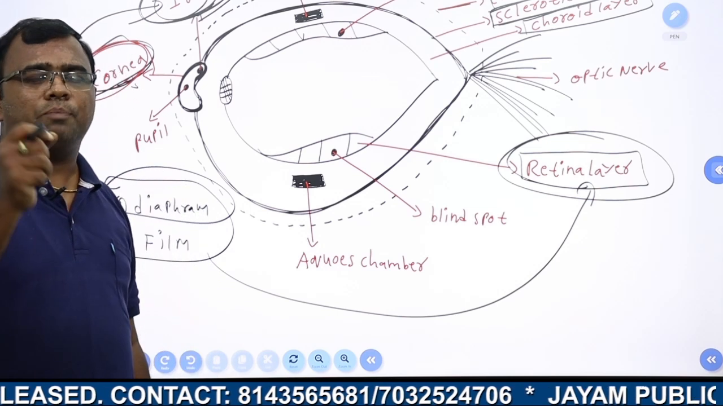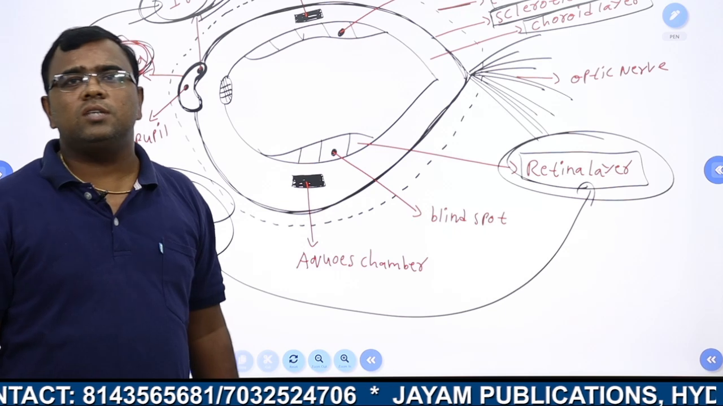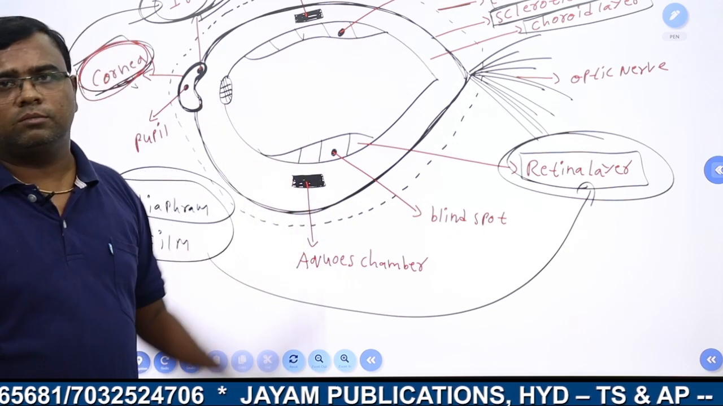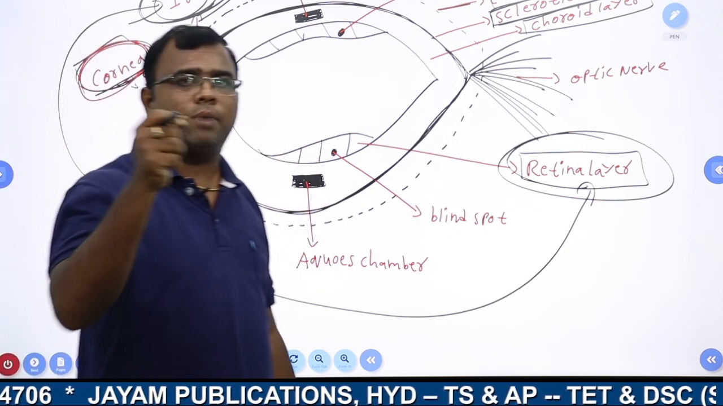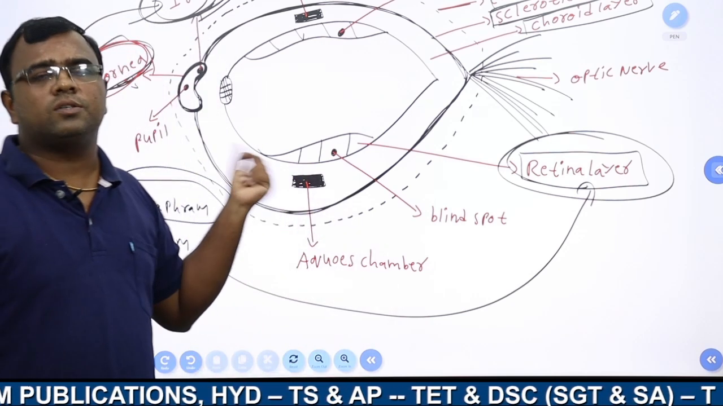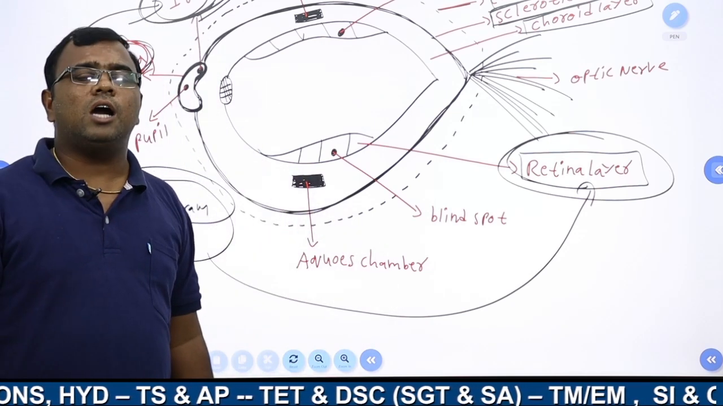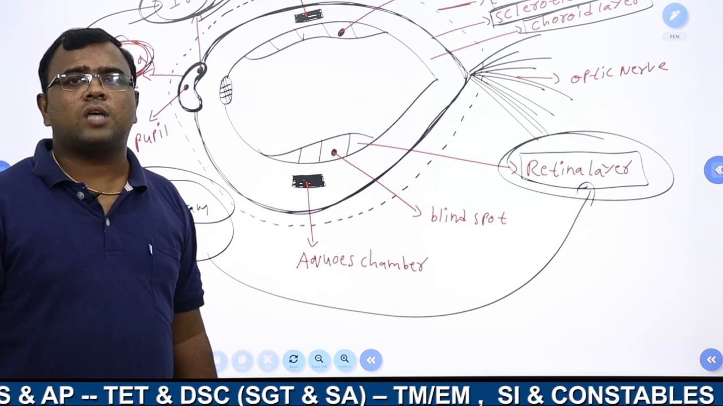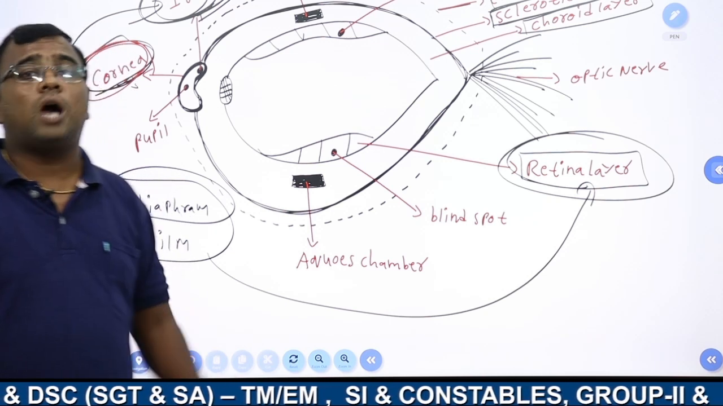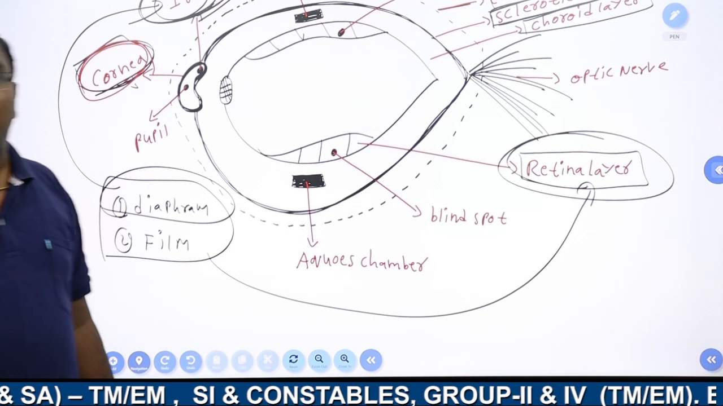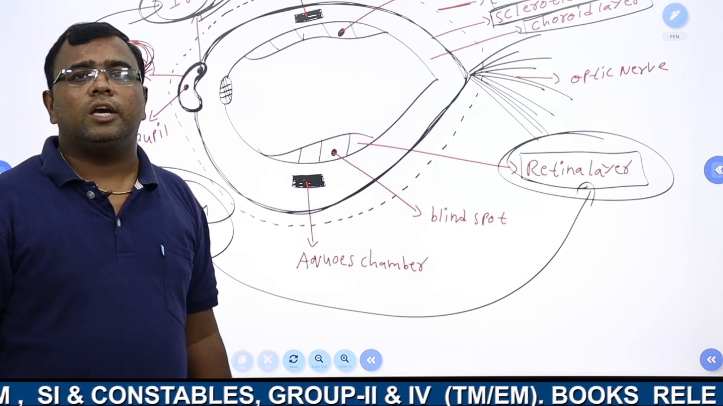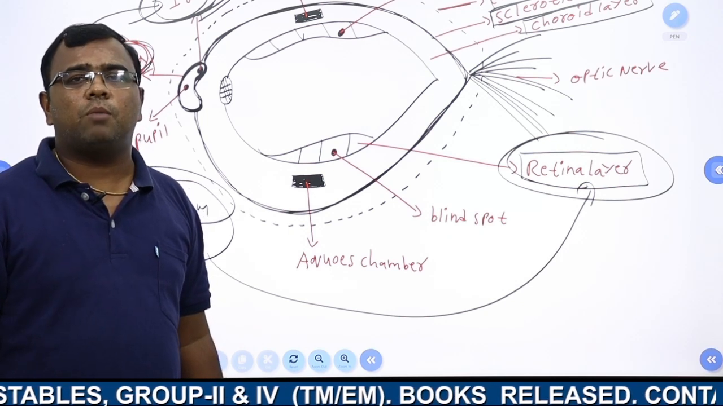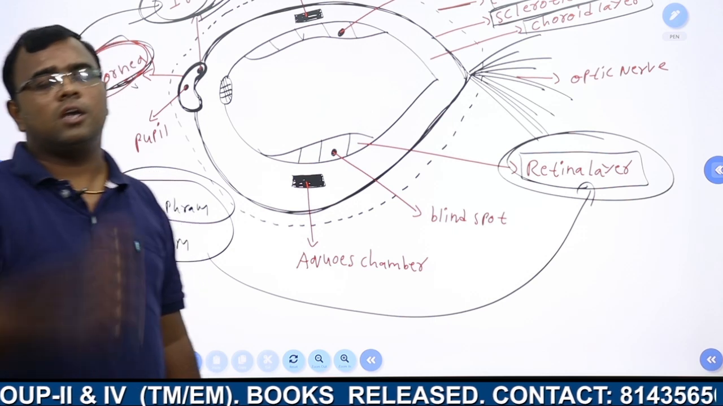In the Aadhaar card process, the iris is collected from the eye. From the previous examination point of view, this question is asked: in the Aadhaar card process, which part is collected from the eye? The answer is iris. In the eye donation process, which part is collected from the eye? Cornea.